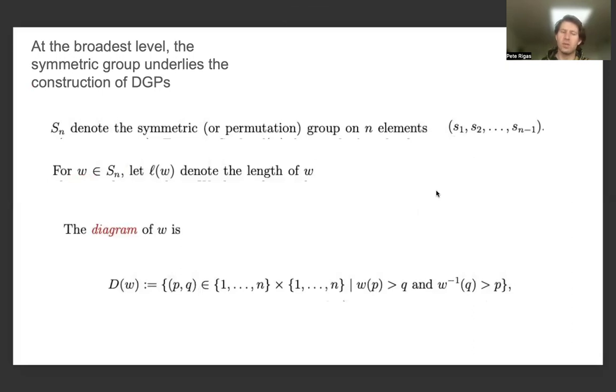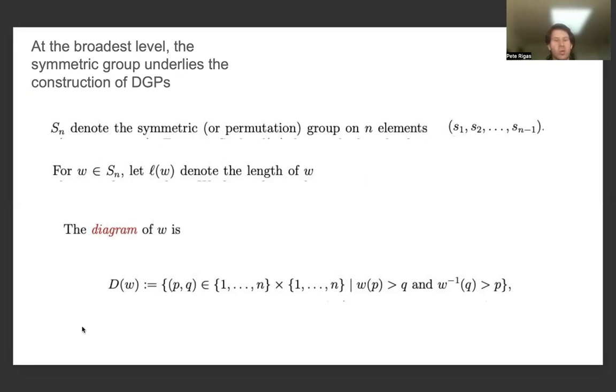And so at the broadest level, like we have been alluding to and mentioning several times, the symmetric group underlies the construction of the double Grothendieck polynomials. As they mentioned in their paper, just as a very brief review of the symmetric group, we let S_n denote the symmetric or permutation group on n elements. And then for any word in the symmetric group, we can use L_w to denote the length of the word w, which is namely the minimum number of transpositions that you need to write out the whole word in the symmetric group.